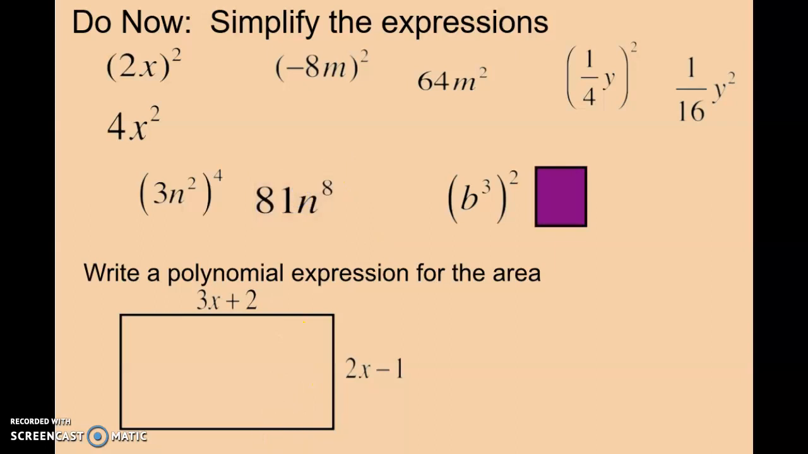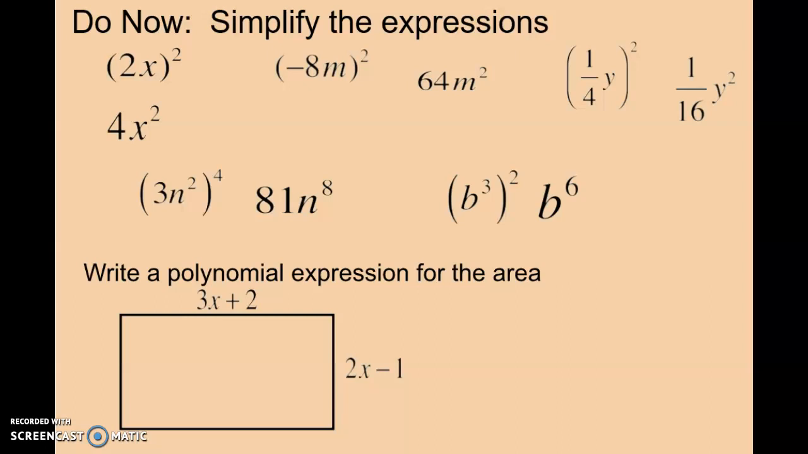3 to the 4th power is 3 times 3 times 3 times 3, which is 81. And then n to the second, I have 4 of them. So that would give me n to the 8th. Don't forget that you multiply the exponents together if you're raising a power to a power. So that should help you with the next one. And you should get b to the 6th.